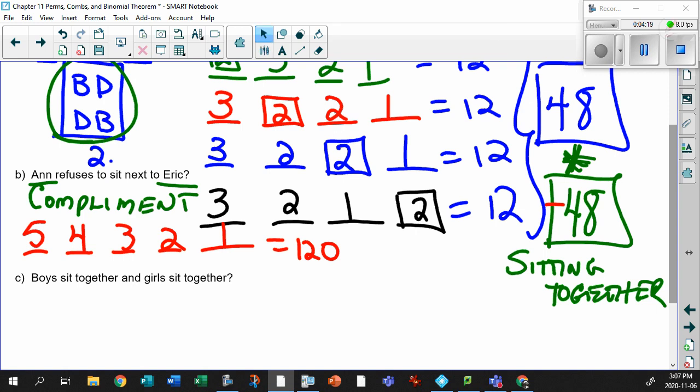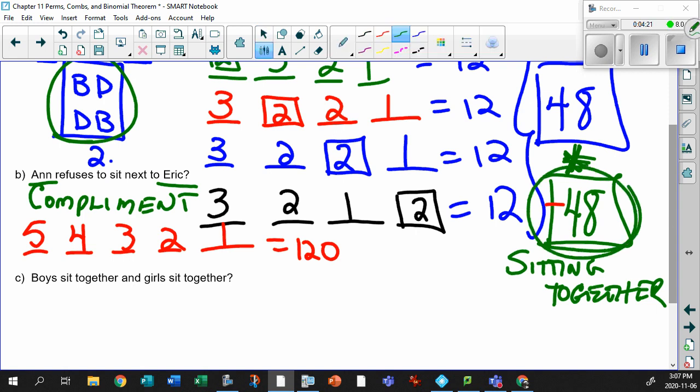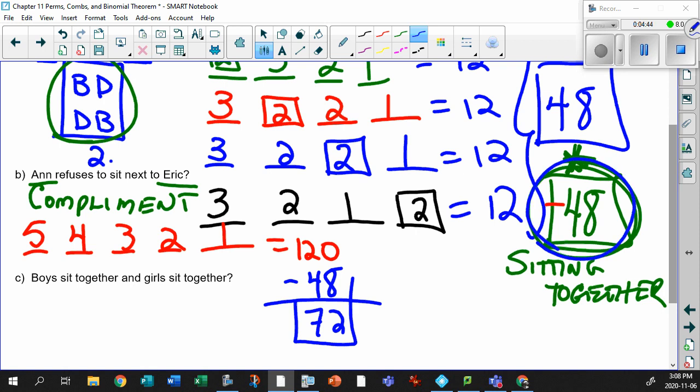But now what we're going to say is we don't want them together, but we know that there's 48 arrangements of that. So I'm going to subtract the ones that I don't want. That's called the complement. If you subtract that out, you end up having 72 possible arrangements where Anne and Eric are not sitting together. You see how it works? You put them together first, subtract it from the total, and you get what's left, which is 72 arrangements.